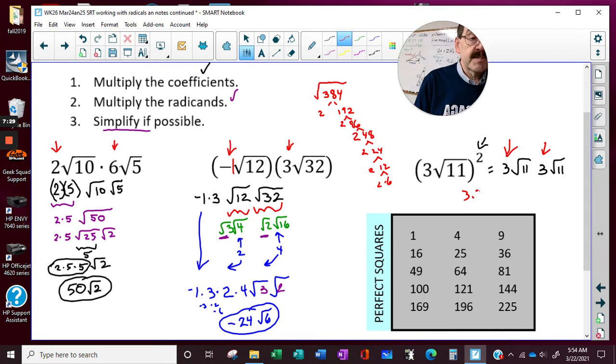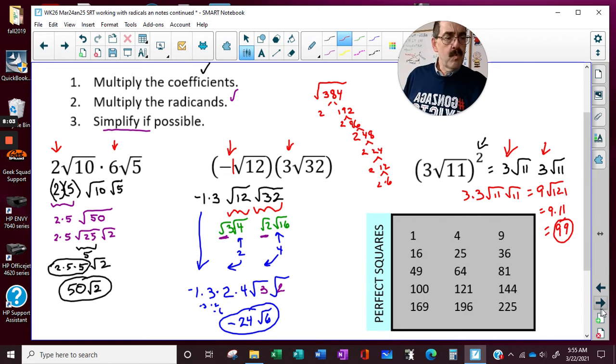3 times 3. And then I have the square root of 11 times the square root of 11. Well, isn't 11 times 11 121? So the square root of 11 times the square root of 11 is the square root of 121. So I got 9 square root 121, but I know the square root of 121 is 11. So I get 9 times 11, so I get 99. All right. Pause the video if you need to.